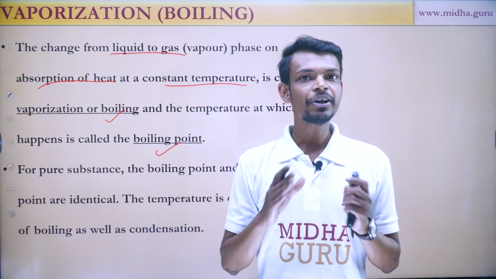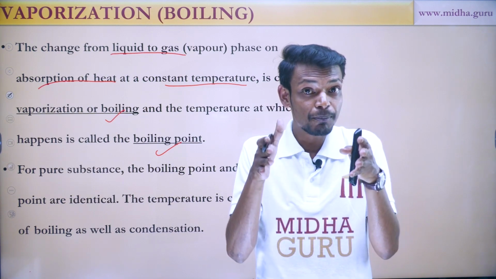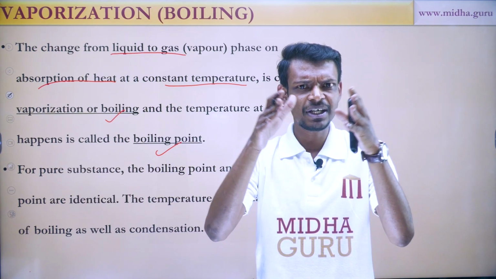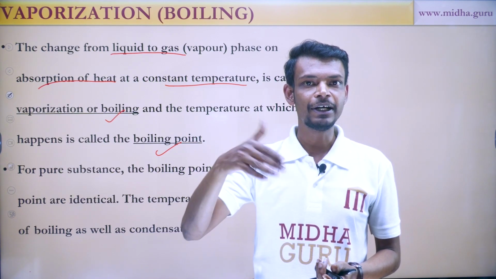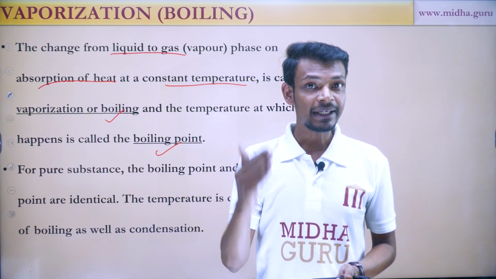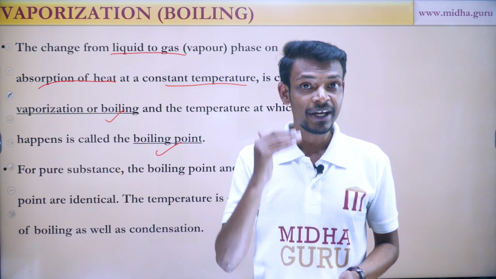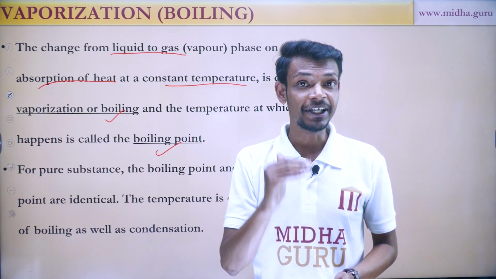And when the water is boiling, that means it is a transition phase, when the water is actually getting converted into gas. And at that point of time, the temperature of boiling water does not change. It remains constant at 100 degrees Celsius.